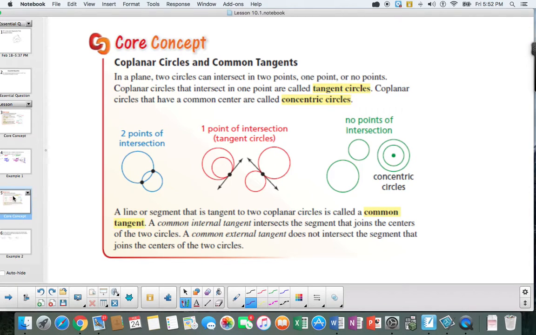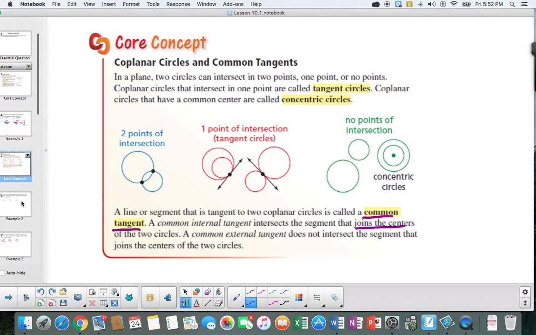Here's some vocabulary about tangents. We have words like tangent circles, concentric circles, and we have vocabulary called common tangents. Common internal tangents intersect segments that join the centers of the two circles, where external do not intersect the segment that joins the centers of the two circles.